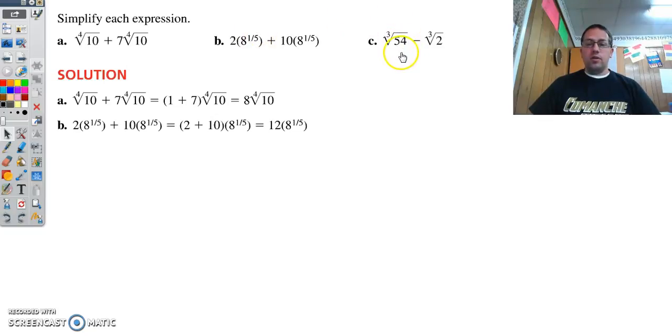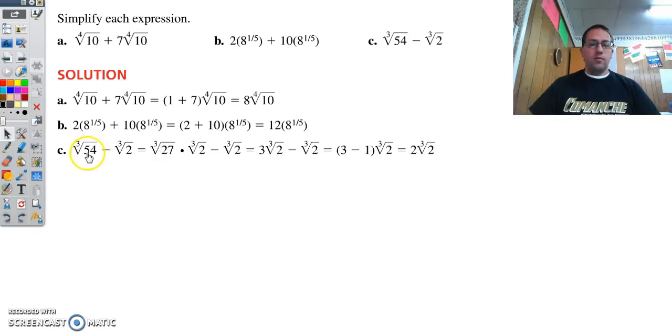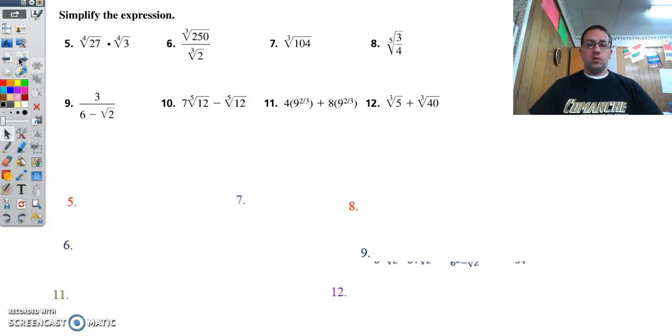See, a little bit trickier here. We're going to want to do that little factor tree and simplify this cube root of 54, because notice our radicands are different, so we can't just combine them. And, well, 54, that's 27 times 2, and 27 is a perfect cube. So we can just do that. The cube root of 27 is 3, so this is just 3 cube roots of 2. So now I've got 3 cube roots of 2 minus 1 cube root of 2. Well, 3 minus 1 is 2, so I've just got 2 cube roots of 2. All right? Okay.